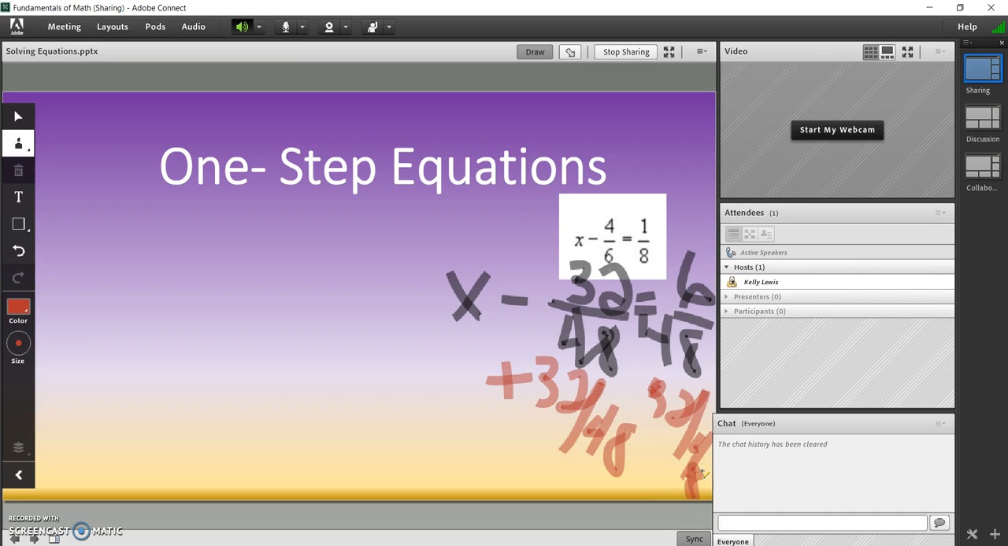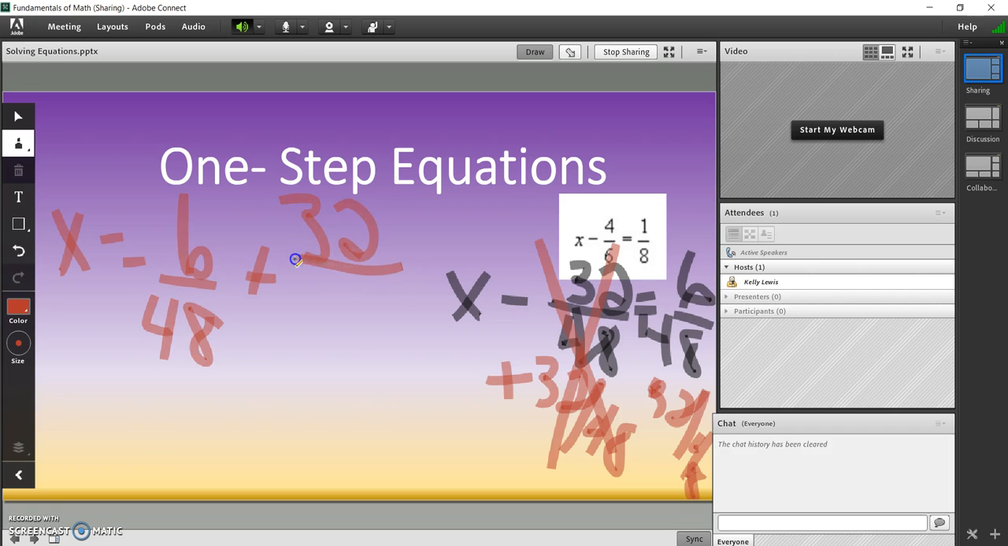Okay, so what we really have, I'm coming over here. x, these guys cancel, equals 6 over 48 plus 32 over 48. Right, 32 plus 6. I get 38 over 48. But the rule is you've got to always reduce. So let me divide by 2.